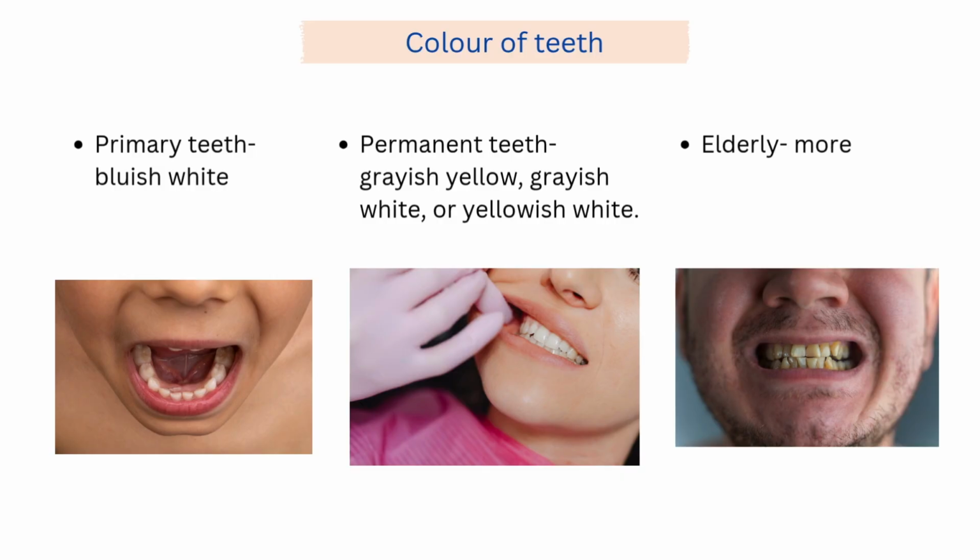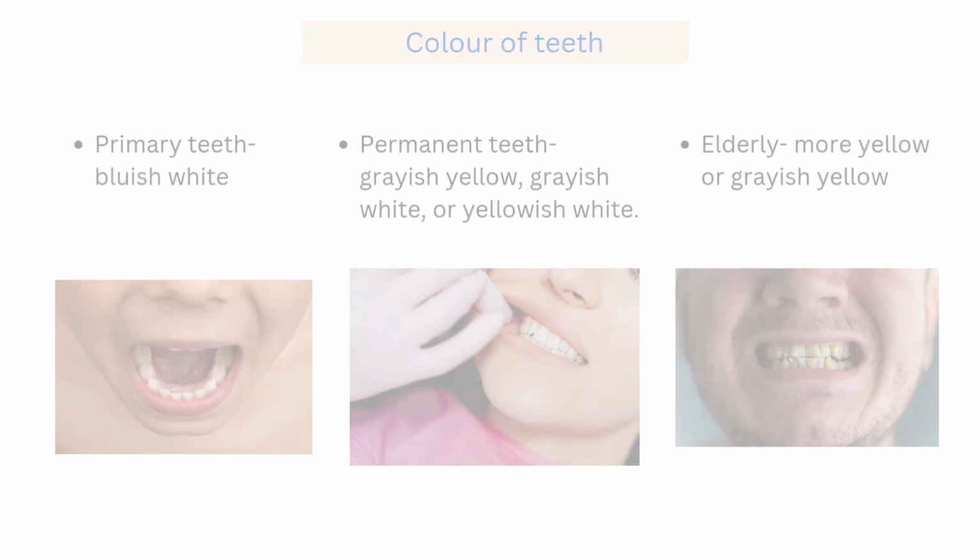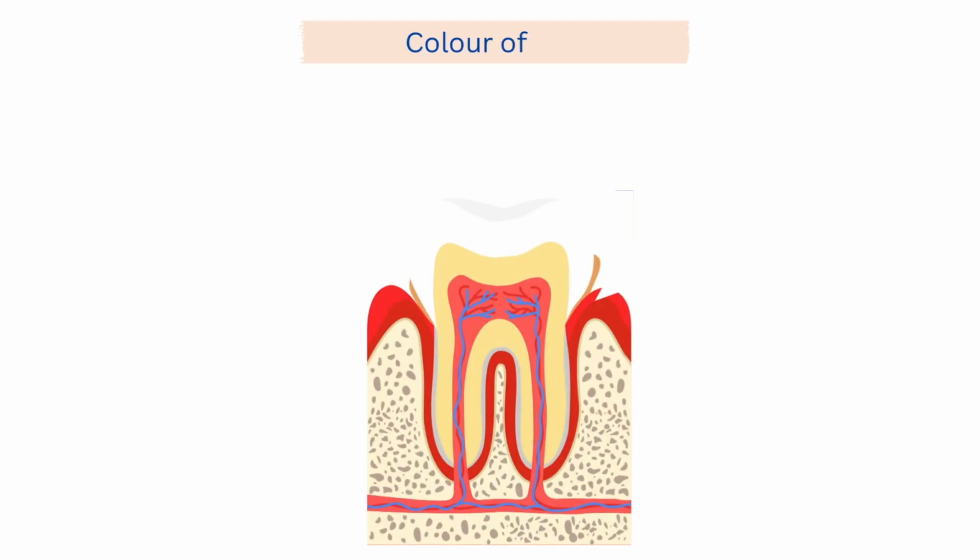Additionally, the enamel may wear down over time, termed as attrition, which further exposes the underlying dentine and accentuates the yellow hue seen in elderly individuals. Let's take a look at the physiology of tooth color to understand these differences better.